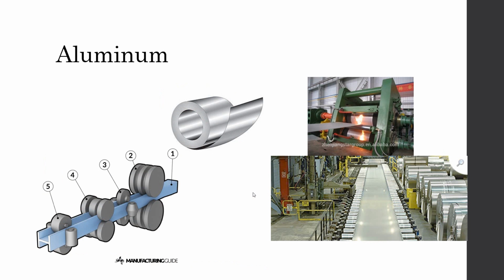Alright, then we have aluminum. The aluminum has a lot of uses, but especially in this case we are going to talk about the sheets with some shapes. Because aluminum has a low level of strength, right? It is lesser than steel or iron, alright? So the aluminum will be produced by rolling, in this case.